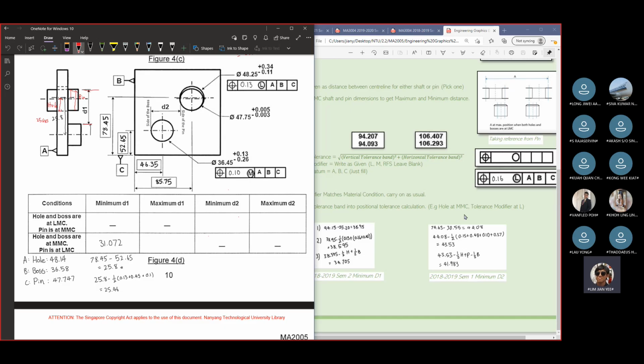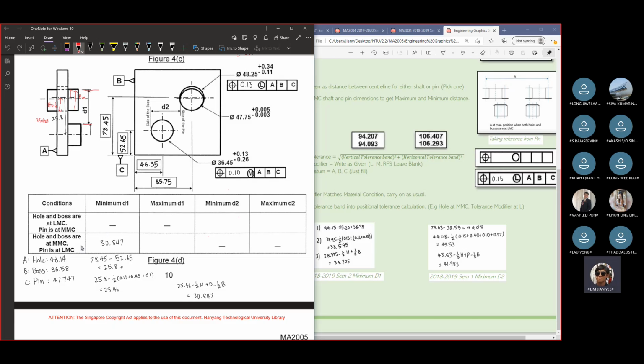Then as just now, with 25.46, you minus half of the hole plus pin minus half of the boss. So minus half of the hole, plus pin, minus half of the boss. That gives 30.847. Yeah, so that's the correct answer. Sorry for the mix up.